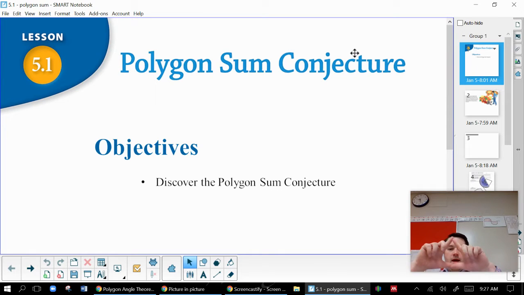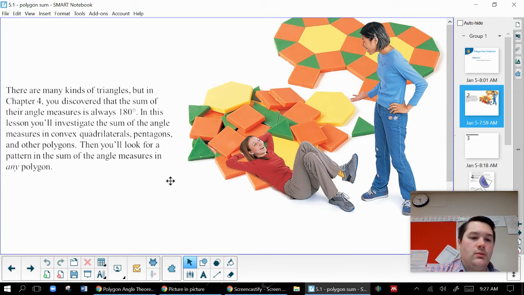We know that the three angles of a triangle have to add up to 180 degrees. But the question is then, what about other shapes? Is there a rule? Is it always the same? What's going on there? And so that's what we're going to look at. We're going to look at a pattern for the sum of the angle measures for any polygon.